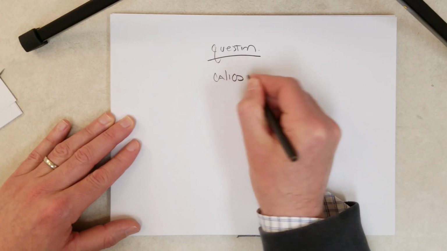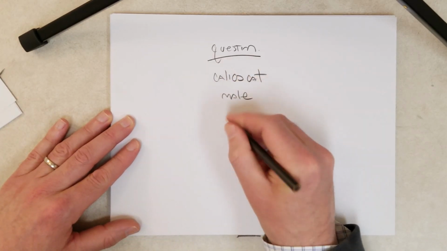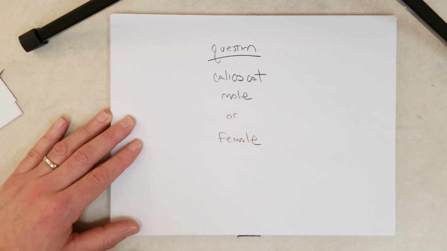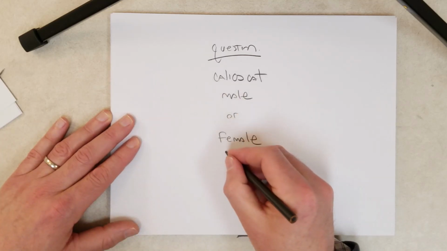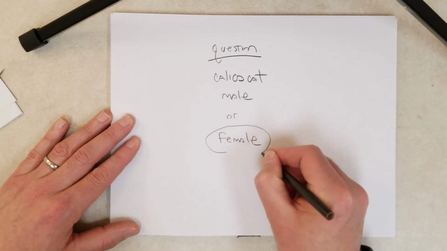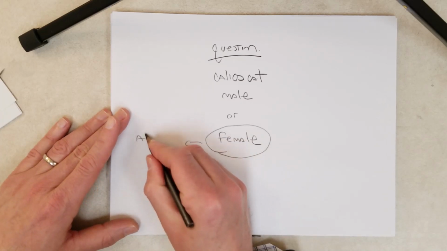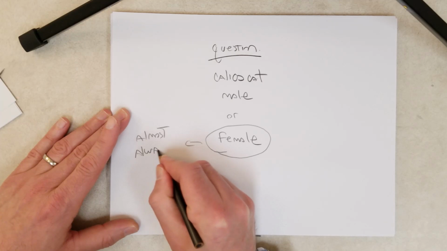So if you see a calico cat, is it male or is it female? Or a tortoiseshell cat, calico cat or a tortoiseshell cat, male or female? Almost always female. I'm going to say almost always female. And I don't know the frequency of this, almost always.